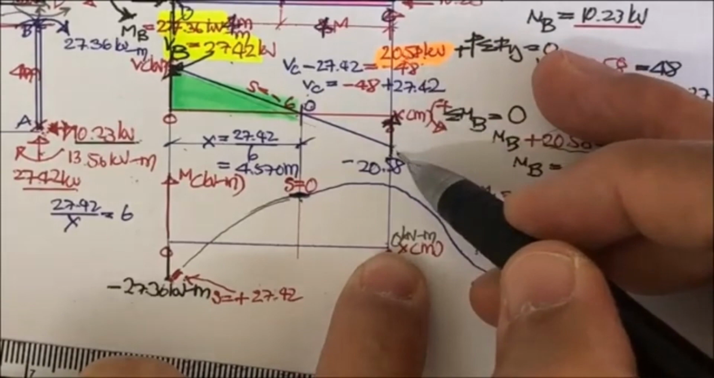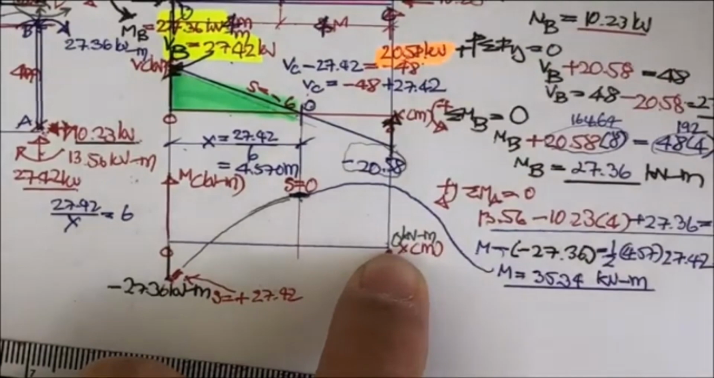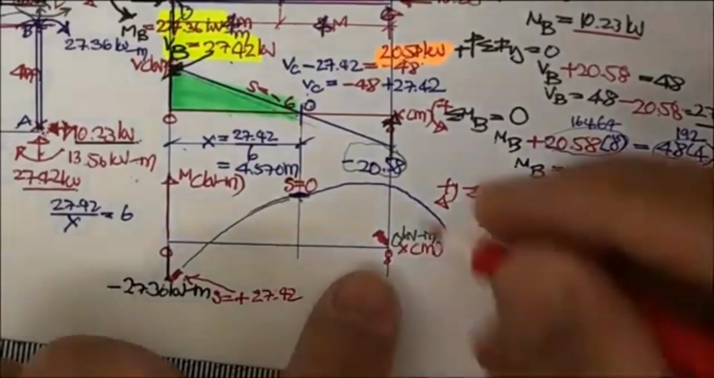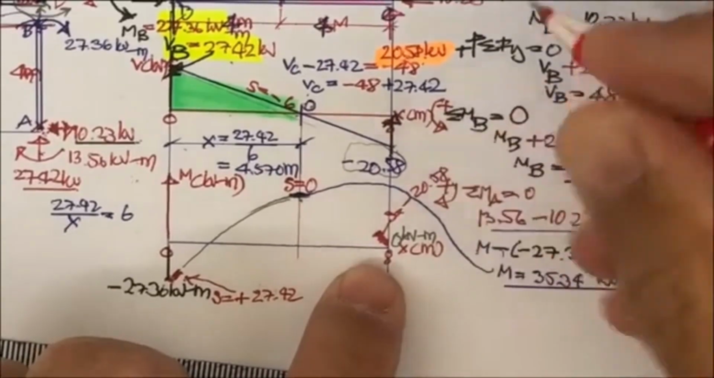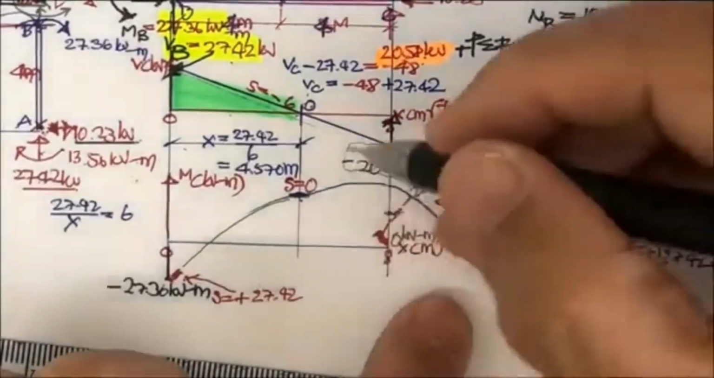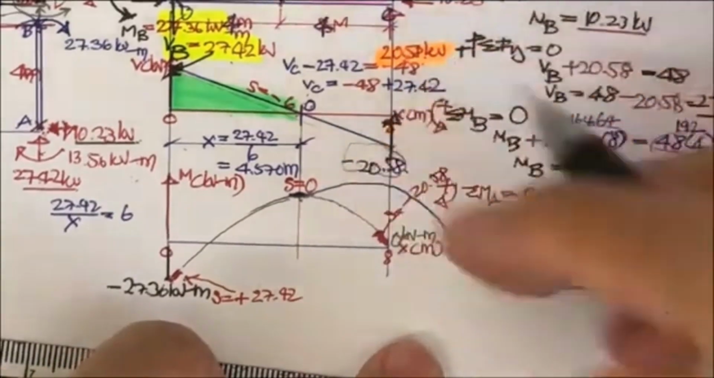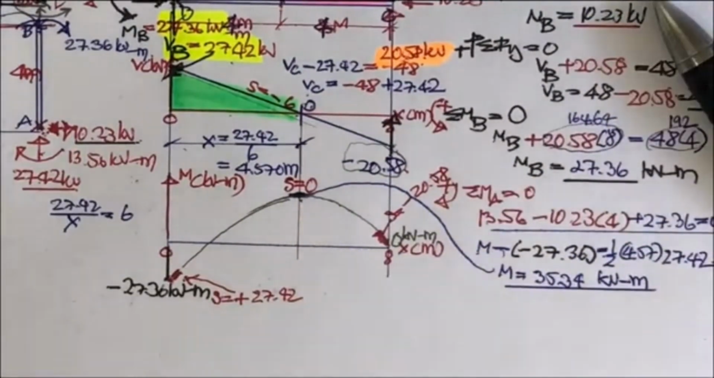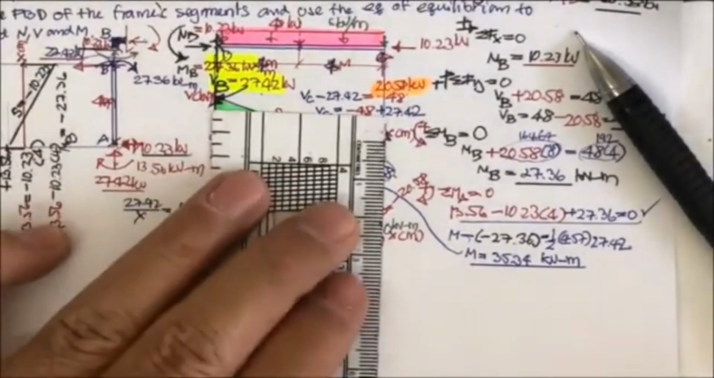Okay, V is what? V is negative 20.58. So this is going to be the negative slope like this. And just put the slope equal to minus 20.58. And then your graph is going to be downward like this. Okay, that is the way we draw the shear diagram and the moment diagram. Or if you like, you can also draw the axial force diagram. You just extend this a little bit more.